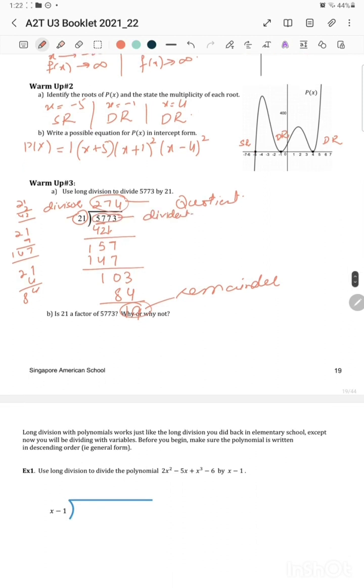Is 21 a factor of 5773? Why or why not? 21 is not a factor of 5773 since the remainder is not 0.